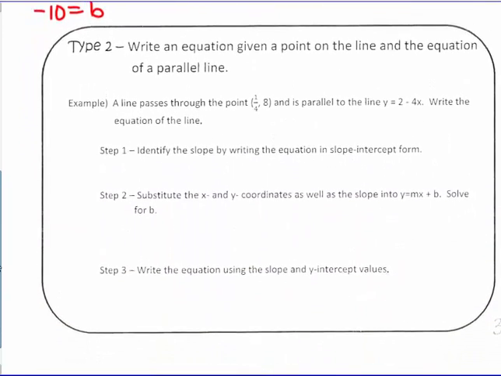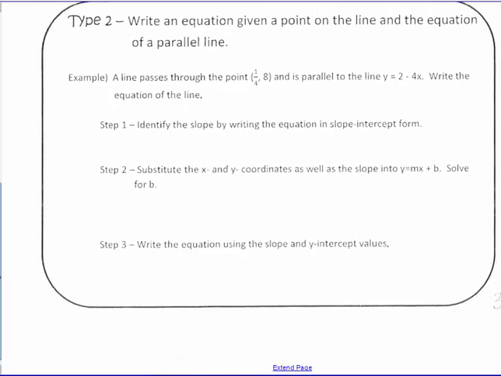Second type of information you could be given. Write an equation given a point and the equation of a parallel line. So a point and an equation of the parallel line. So we don't have slope and we don't have y-intercept. A line passes through the point (1/4, 8) and is parallel to the line y equals 2 minus 4x. Write the equation of the line.